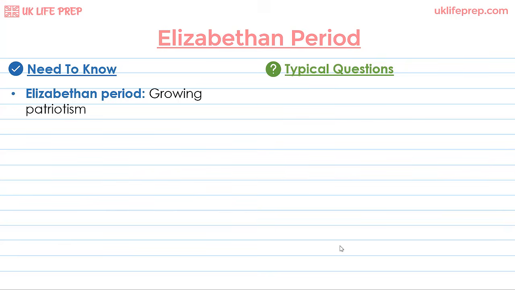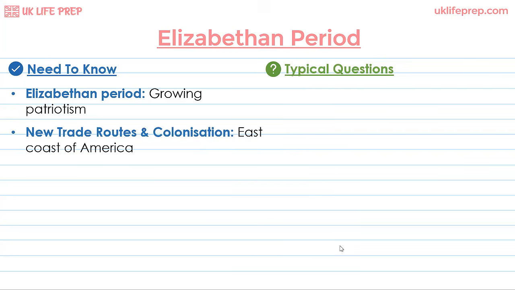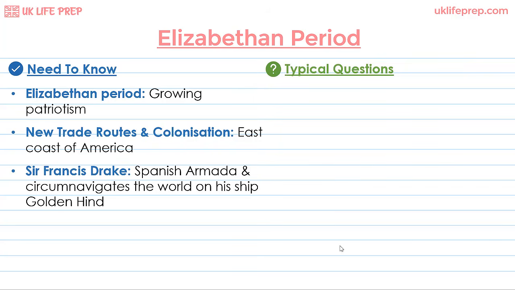The Elizabethan period, that is, during Elizabeth I's reign, was a time characterized by growing patriotism, which was the feeling of pride in being English. New trade routes were established, and the colonization of the east coast of America began. Sir Francis Drake, who led the defeat of the Spanish Armada, circumnavigated the world, which means he sailed all the way round it on his ship, the Golden Hind.